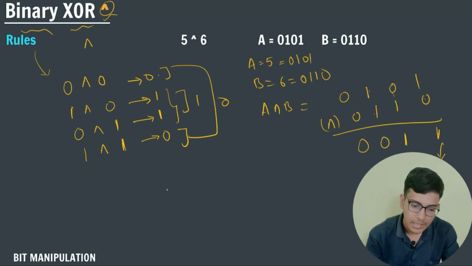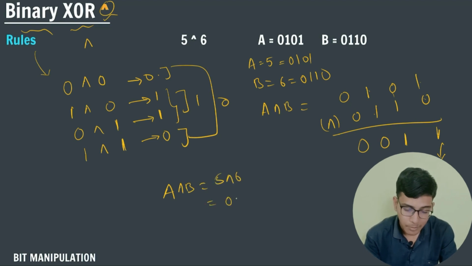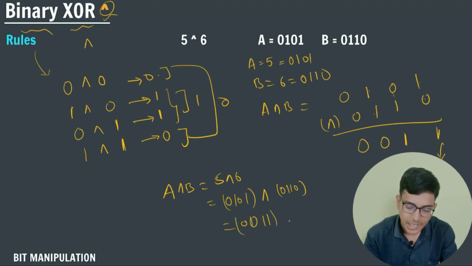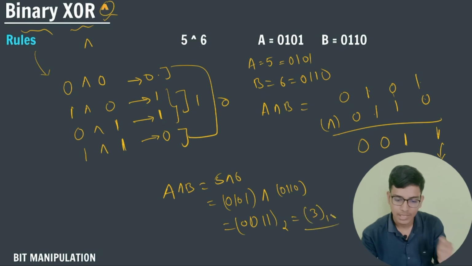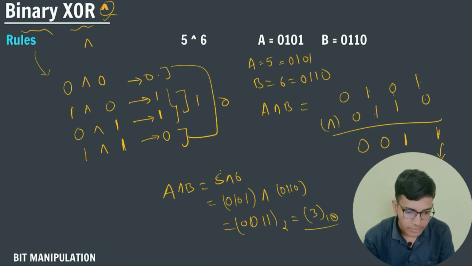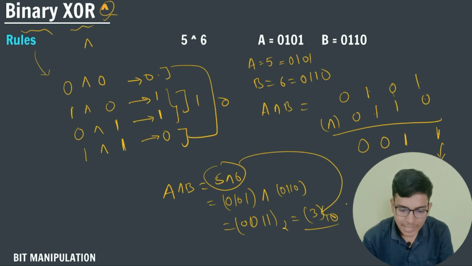So a operator b, that is 5 and 6, in binary 0 1 0 1 and 0 1 1 0, will give me 0 0 1 1, which is nothing but 3 in decimal. So if I do this operation on 5 and 6, it will give me 3 as my output.